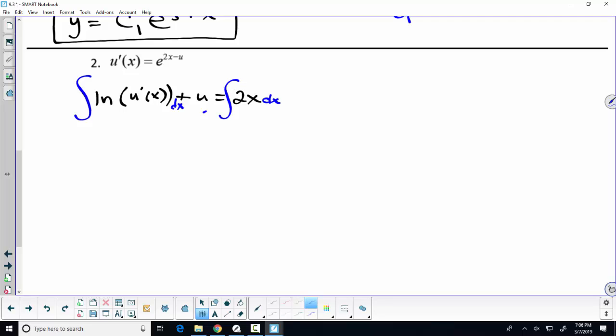No, I mean, we've seen how do we find the antiderivative of the natural log of something? Well, no, like this here. What if we just had this here? What do we use to find the antiderivative? Integration by parts. Yeah, integration by parts.